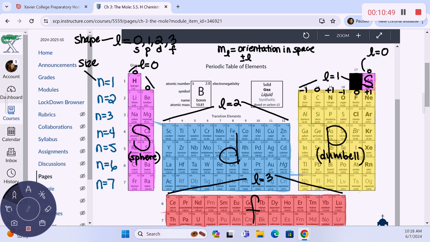Okay? And for L equals 2, the possibilities for m sub l would be -2, -1, 0, +1, +2, and then back to -2, -1, 0, +1, +2. Okay? And then down at the very bottom, for L equals 3, my m sub l values would be -3, -2, -1, 0, +1, +2, +3, and again -3, -2, -1, 0, +1, +2, +3. Do you see how it all fits perfectly? Okay.